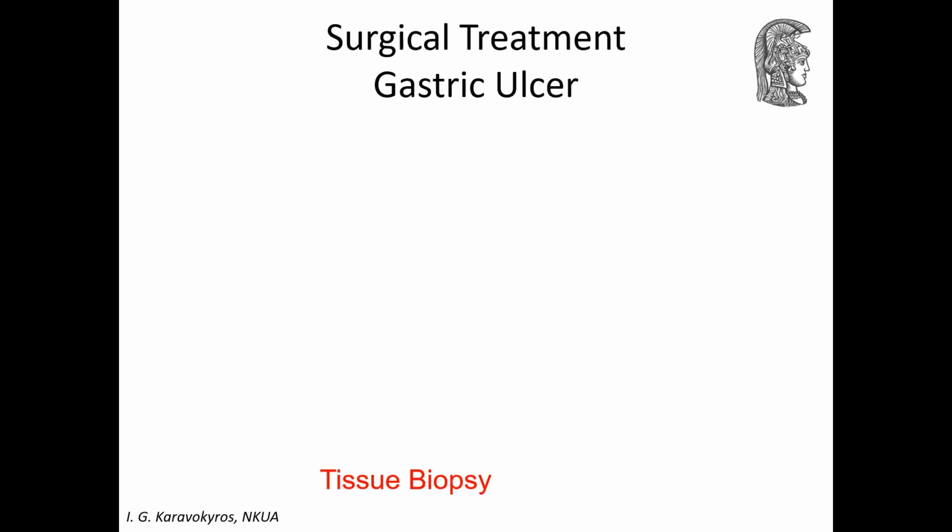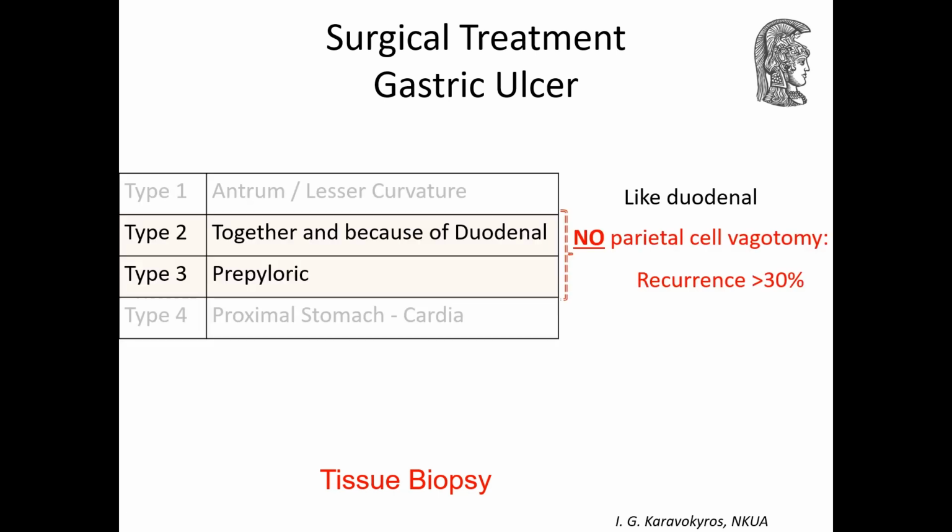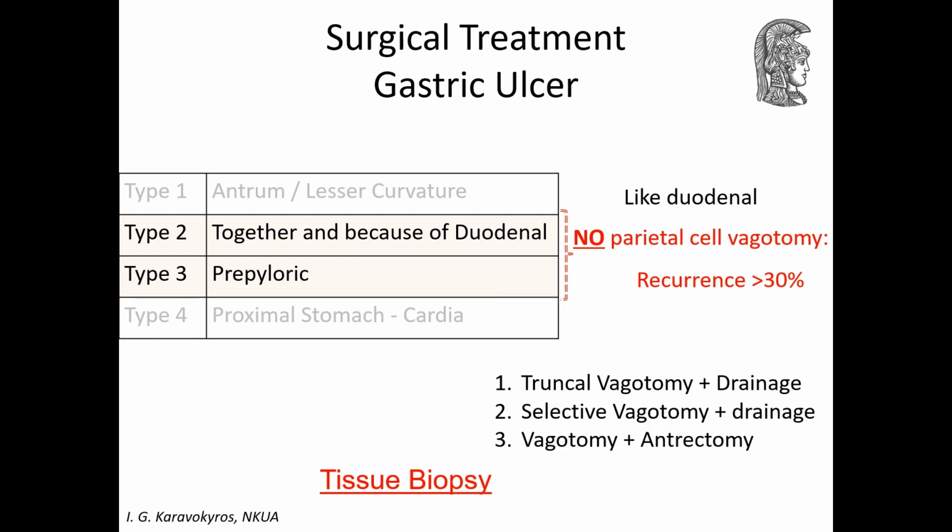Surgical treatment of gastric ulcers should always include pathologic examination of the ulcer, to rule out an ulcerative form of cancer. Type 2 and Type 3 gastric ulcers share a common cause and a common treatment with duodenal ulcers. However, parietal cell vagotomy presents unacceptably high recurrence rates and is better avoided. All the rest of the acid-reducing operations are effective enough, but they have to be followed by resection, or at least biopsy of the ulcer.